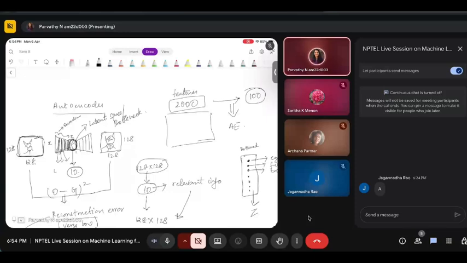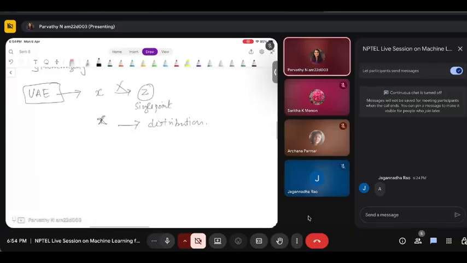And this part from where Z is mapped to X tilde, this is called a decoder. This is the encoder and the decoder. Now, the encoder here will not map to a single point but a distribution. So the encoder will be Q of Z given X. That is, X to Z to X tilde is the process. This is what the encoder does and this is what the decoder does.